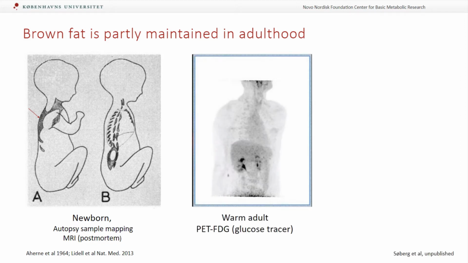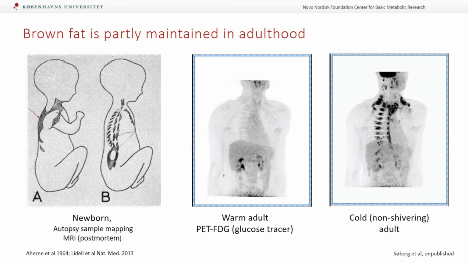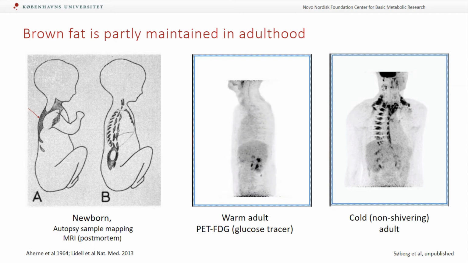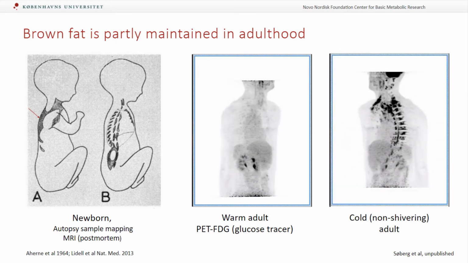We can detect the active brown fat in adult humans by using PET-CT scanning in combination with a glucose tracer. Here I first show you a picture of a person that has been kept warm, and you can see no active brown fat in this individual. But when we take the same person and subject him to cooling for 3 hours, then his brown fat will be active and it will take up glucose.